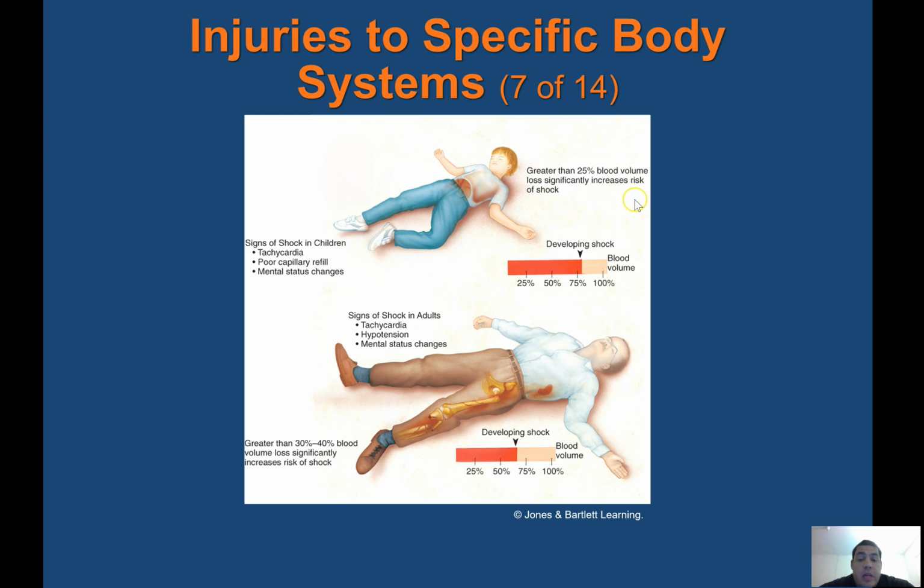So greater than 25% blood volume loss significantly increases risk of shock. Remember, younger kids, pediatrics, are going to have a longer compensatory mechanism. They're going to be able to compensate for a long time, and then they're going to go downhill really quickly. So almost to the 75%, it's going to increase your risk of shock. Okay, and then greater than 30 to 40% volume loss significantly increases risk of shock.